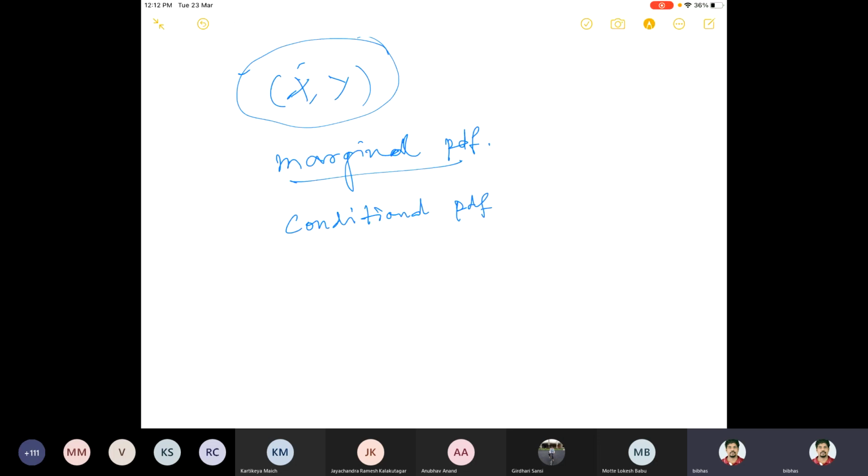So here we said, suppose we are interested in X, but we know that some value of Y had happened. Then this is a new random variable, it's a conditional one, and what will be the probability of this?